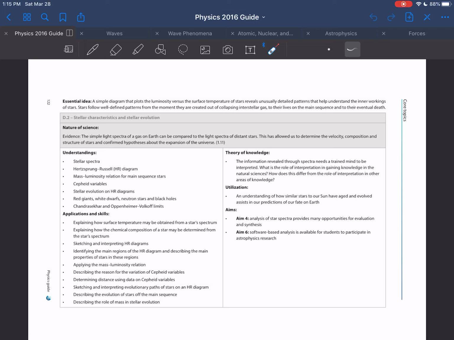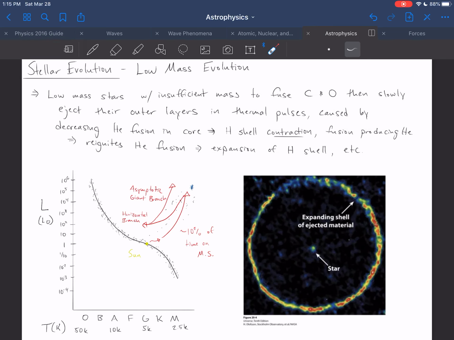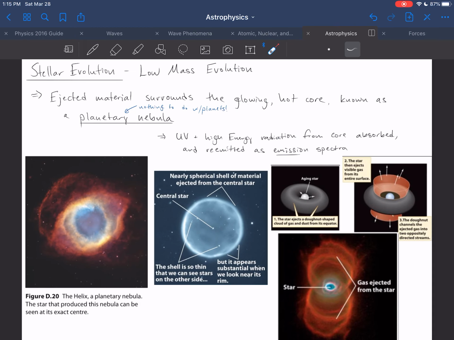Hello everyone. In this video, we will continue to look at stellar evolution and stellar evolution on HR diagrams. And in particular, we will continue to look at low mass stellar evolution. So a quick reminder that in low mass stellar evolution, stars that do not have sufficient mass to fuse carbon and oxygen will slowly eject their outer layers in what are called thermal pulses as they sort of fizzle out. These outer layers become what are known as planetary nebula.